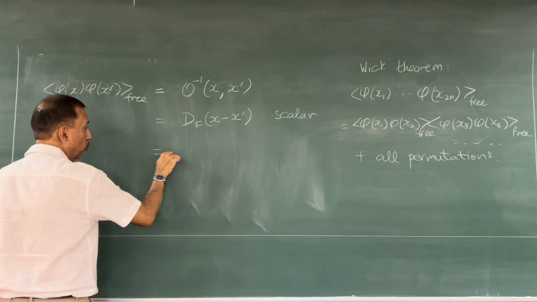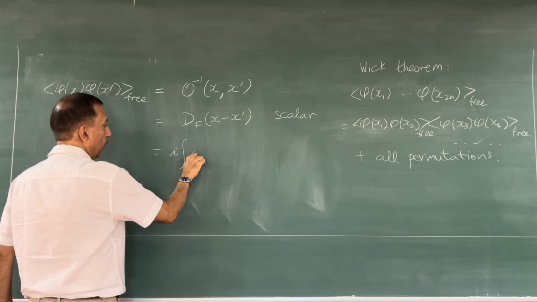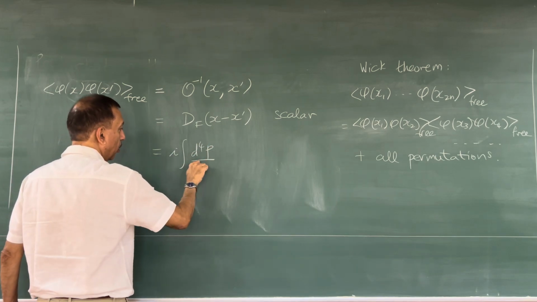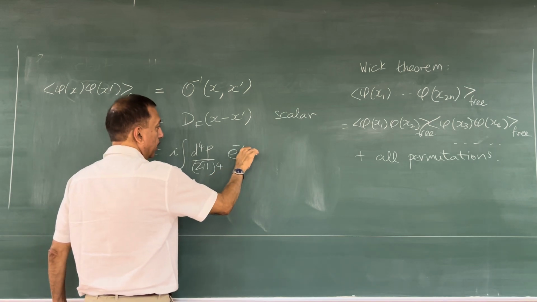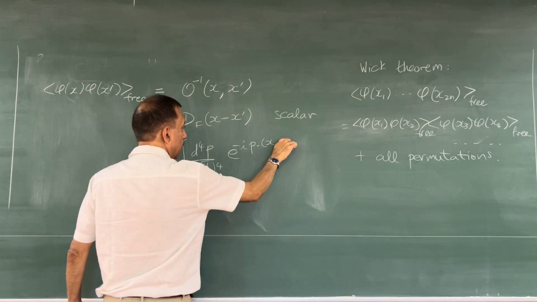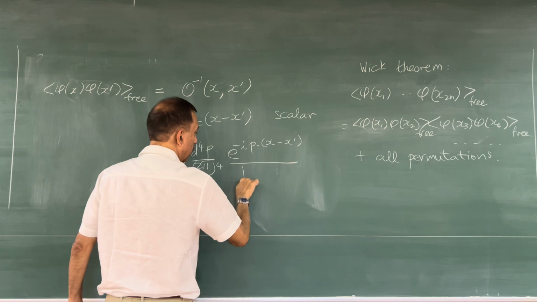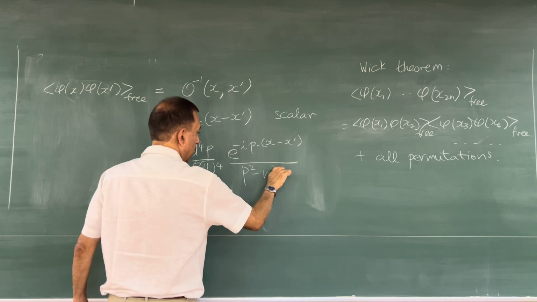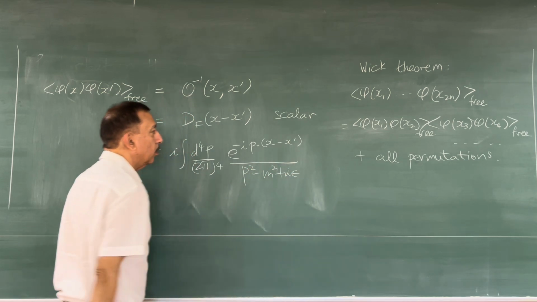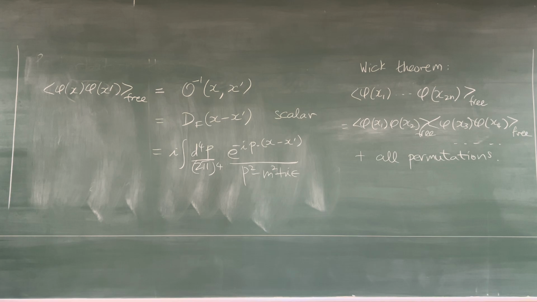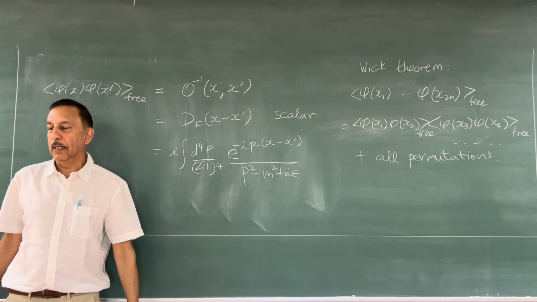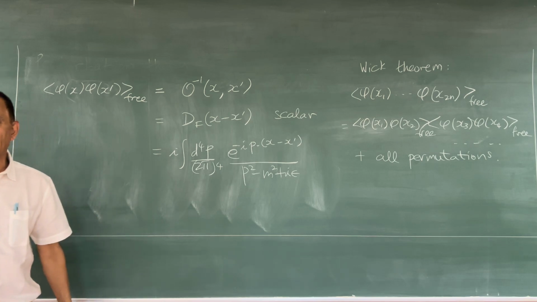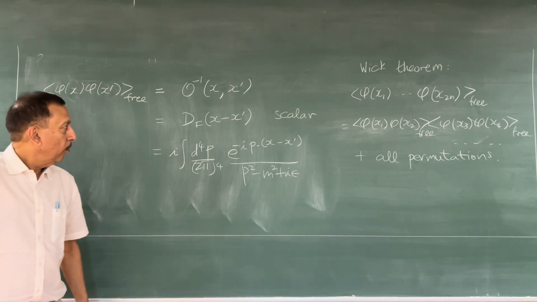Which is equal to i integral d^4p over (2 pi)^4 e^(-i p.(x minus x prime)) over p squared minus m squared plus i epsilon. And there's a similar expression for fermions, but it has some gamma matrix contracted with p in the numerator, and it's in the notes, and we've already discussed it before.